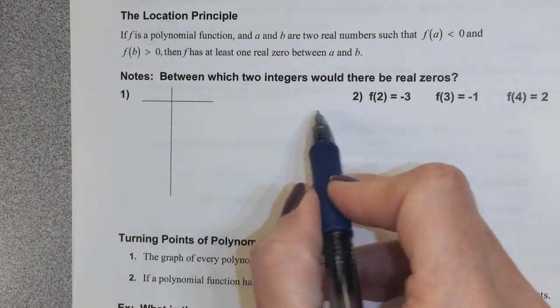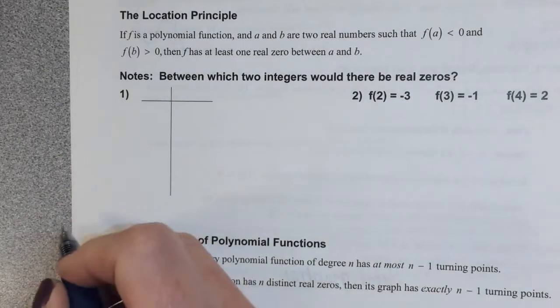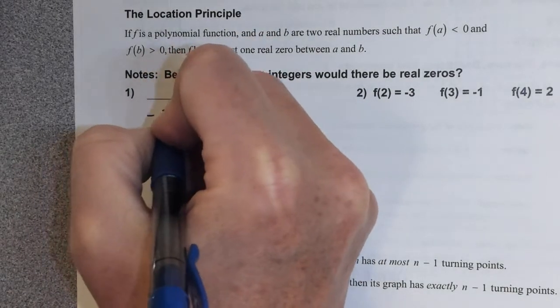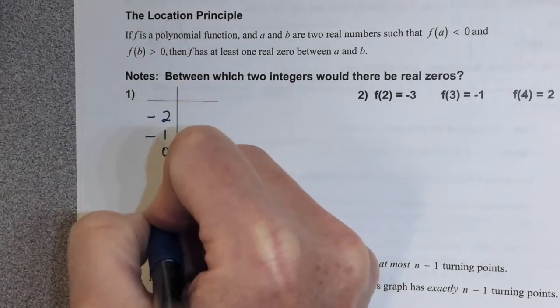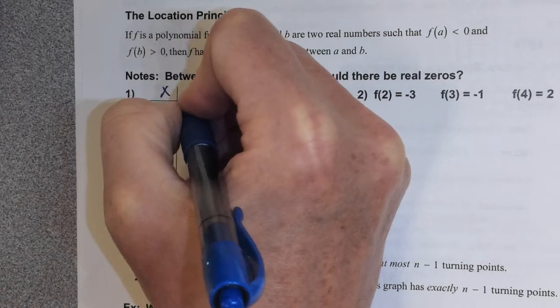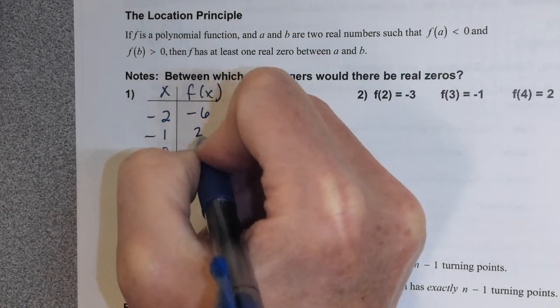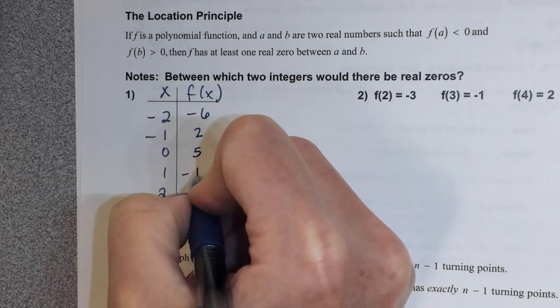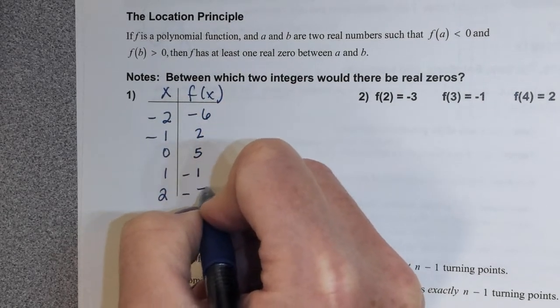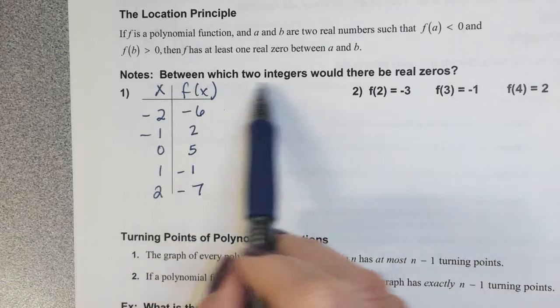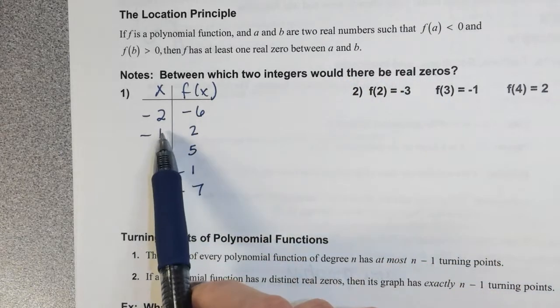Well, I want you to look at some numbers. I'm just going to make up some numbers. Let's say we go -2, -1, 0, 1, 2. These are our x's, and these are our f of x's. So let's say it goes -6, 2, 5, -1, -7. Okay? Between which two integers would there be real zeros?